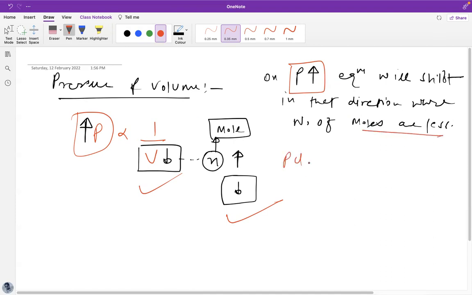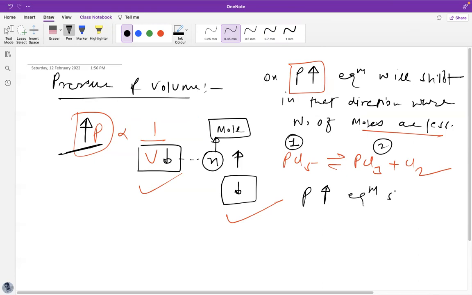So suppose PCl5 breaks down into PCl3 and Cl2. You can compare whether pressure is reduced or increased, but first you should know what will happen if you increase it. Now you can see the product has 2 moles and the reactant has 1 mole. If you increase your pressure, the equilibrium shifts in the direction where the number of moles is less, and the reactant side has fewer moles, so it will move backward. So we can say pressure increase, equilibrium shifts backward.